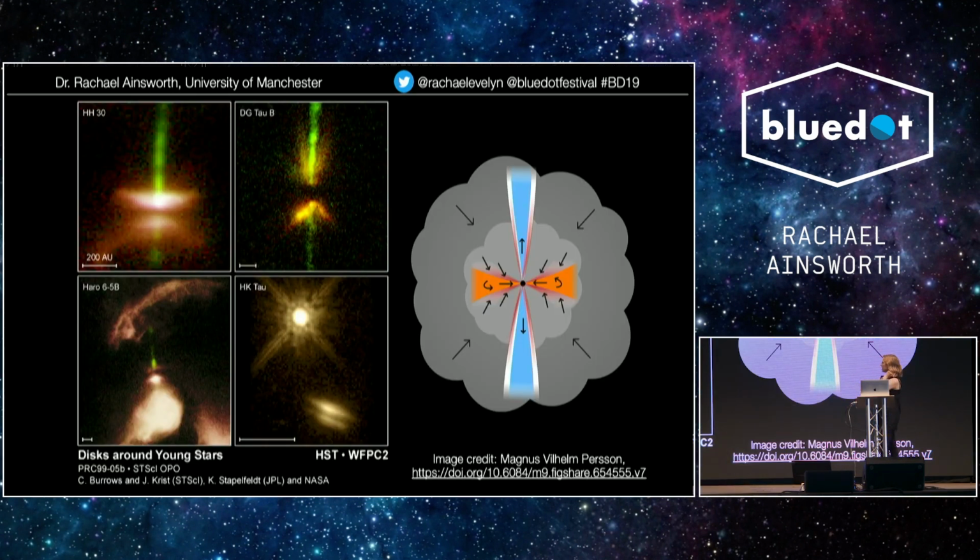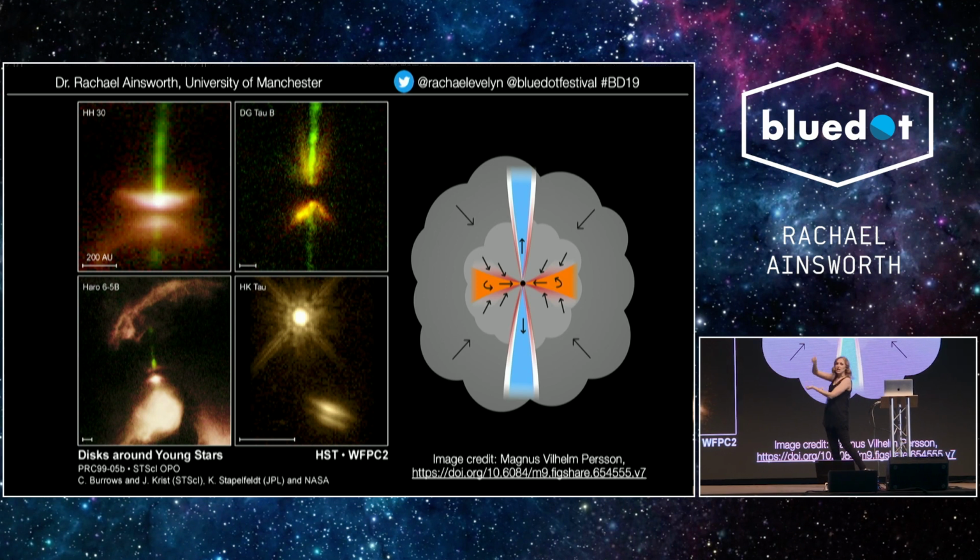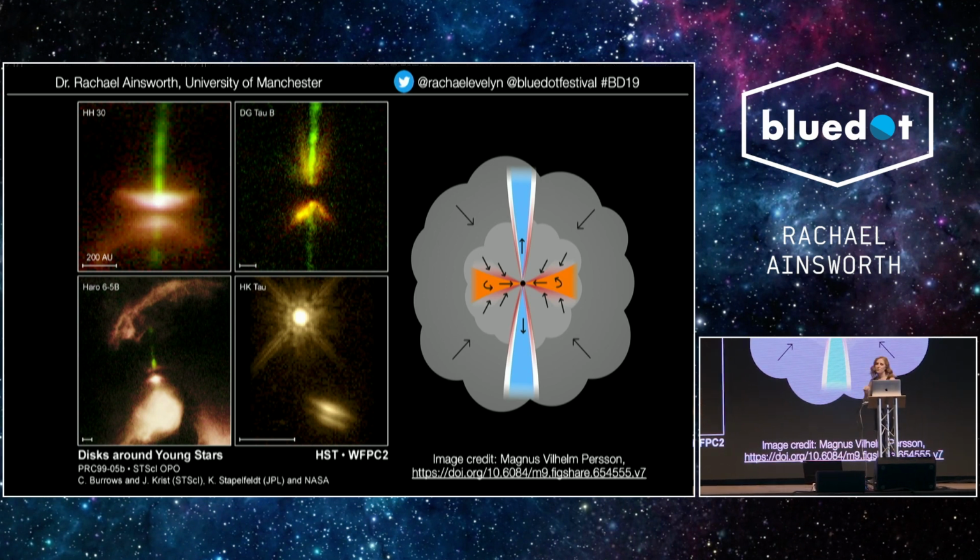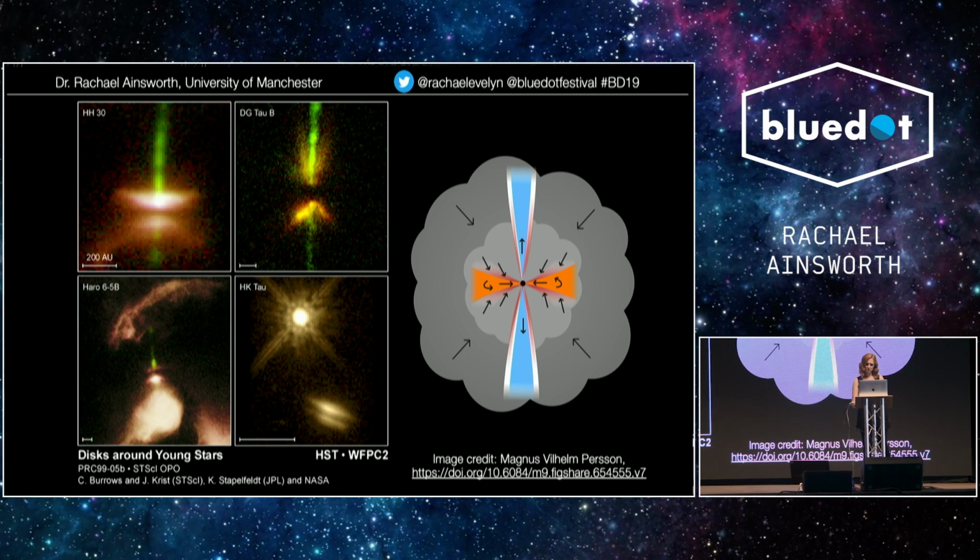So here are a few different looks at similar stellar systems, where you can very clearly see the disks, and then the jets are perpendicular, removing some of that excess angular momentum.